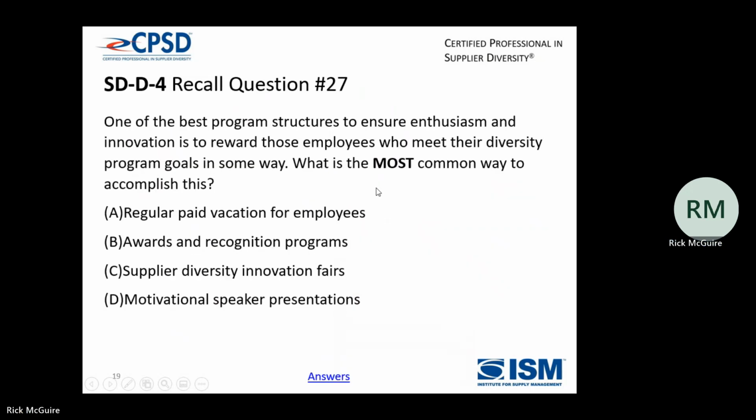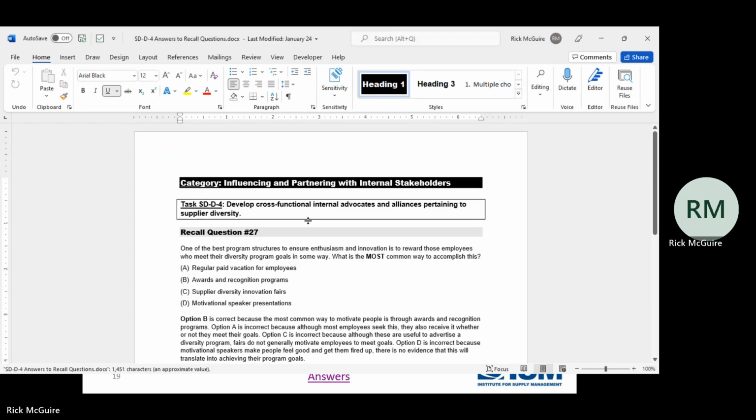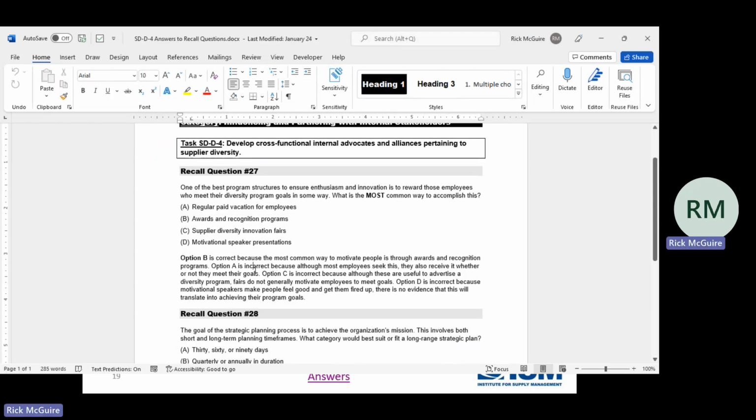All right. One of the best program structures to ensure enthusiasm and innovation is to reward those employees who meet their diversity program goals in some way. What is the most common way to accomplish this? Regular paid vacation for employees? No. Awards and recognition programs? Possibly. Supplier diversity innovation fairs? It doesn't really concern the employee. Motivational speaking presentations? It doesn't quite get to the awards and recognition programs level. So hopefully B is the answer. B it is.